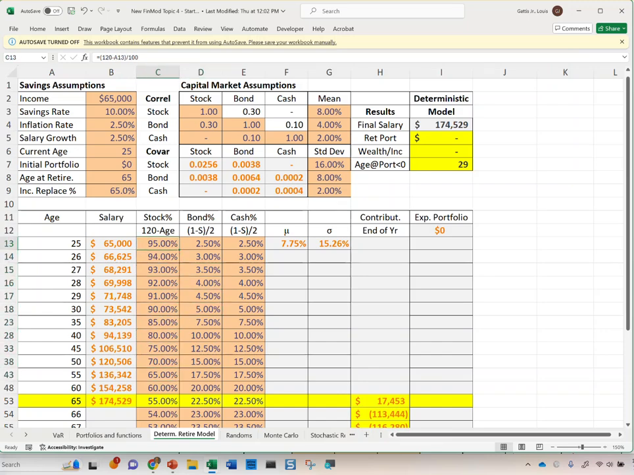I'm going to start off at age 25 with 95% in stock, 2.5% in bonds and cash. Here's the portfolio mean. Notice I did an MMULT of the asset allocation percents, the W's, and multiplied that times the mean returns. I could use an MMULT here because it's a row times a column, and you're allowed to do that when the inner dimensions are the same. And so that's my portfolio mean.